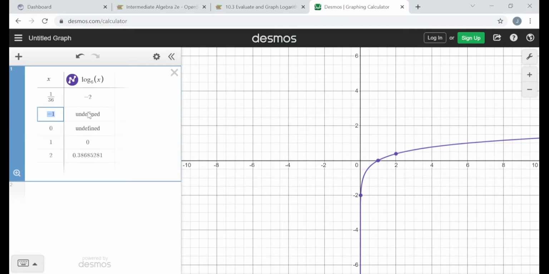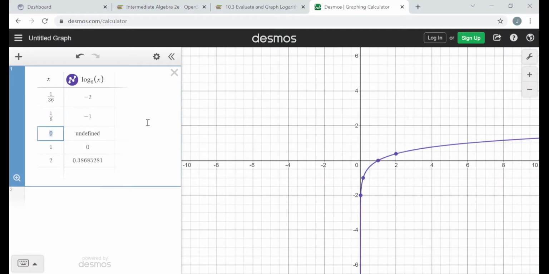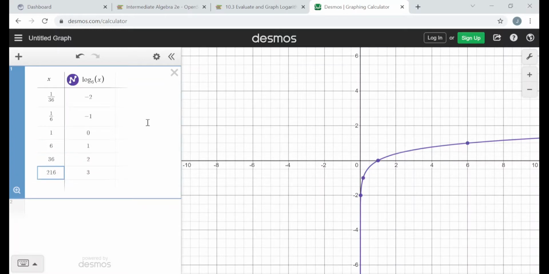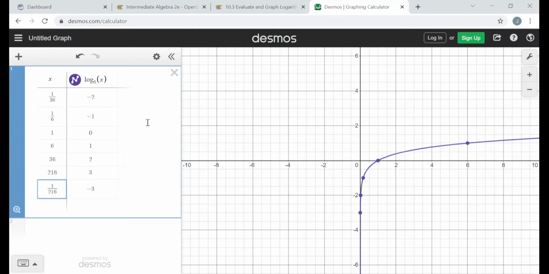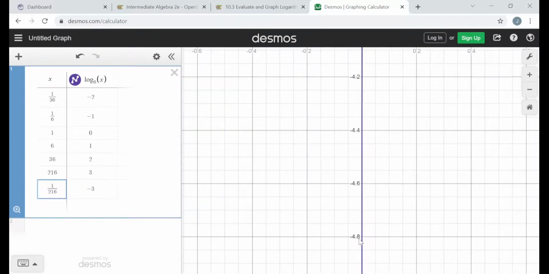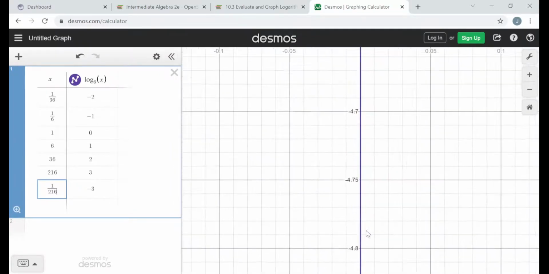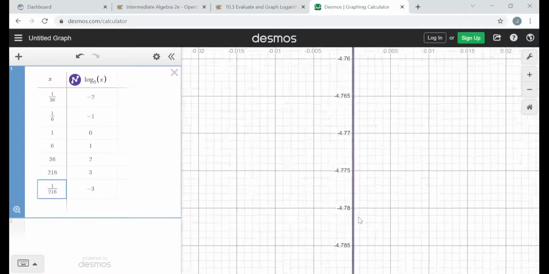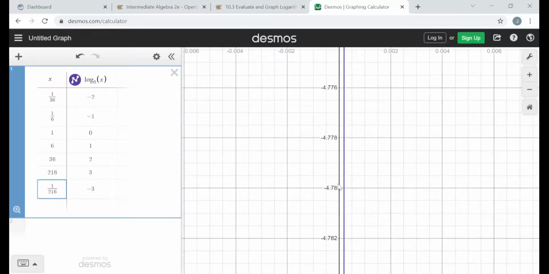1/36, -2. 1/6, -1. 1, 0, 6, 1, 36, 2, 216, 3. 1 over 216, -3, right? And again, you're seeing these points plotted, and once again, if you zoom in closer and closer, you'll notice that the graph doesn't actually touch the y-axis. You can zoom in far enough to where eventually you do see that the graph is separate from the y-axis. It never will actually touch it.